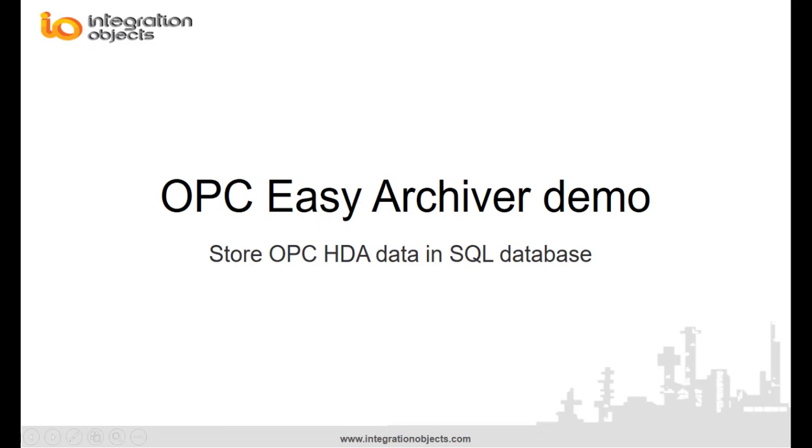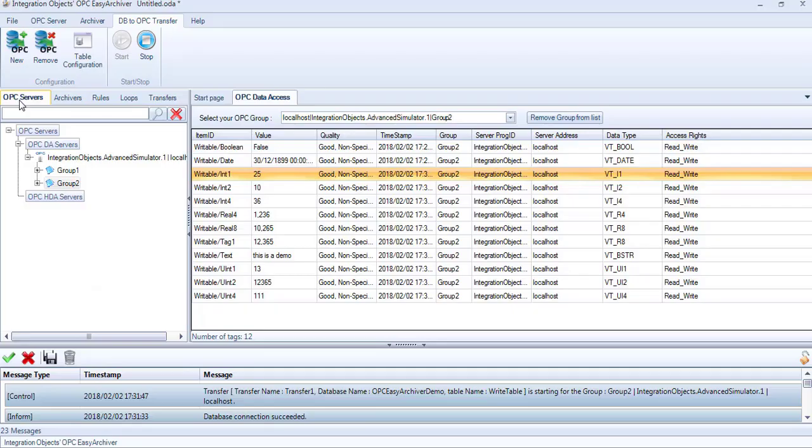Integration Objects is pleased to demonstrate how you can install and use the OPC Easy Archiver product. In the previous demo video, we demonstrated how you use the OPC Easy Archiver to collect OPC data and store them into a SQL database. Let's now see how to configure the OPC Easy Archiver to store OPC historical data.